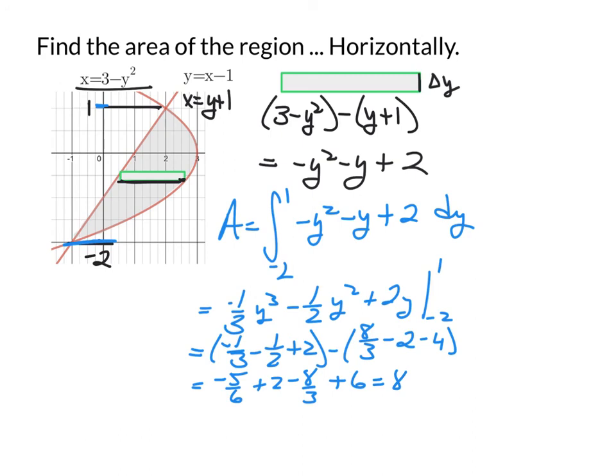Getting common denominators, looks like I got negative 5/6 minus 16/6. So 8 minus 21/6 is 7/2. So 8 minus 7/2. Well, 8 minus 7/2 would be 16/2 minus 7/2, or 9/2.